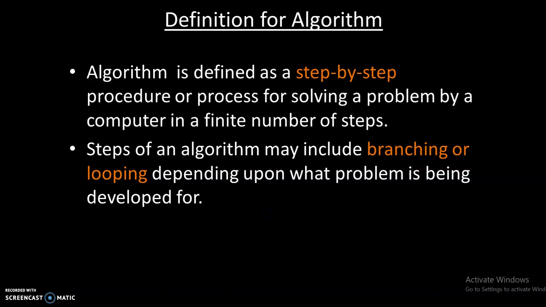What is an algorithm? So algorithm has a common definition that it is a step-by-step process or procedure to perform some operations. Now let's go through the textbook definition. That algorithm is defined as a step-by-step procedure or process for solving a problem by a computer in a finite number of steps. Steps of an algorithm may include branching or looping depending upon what problem is being developed for.